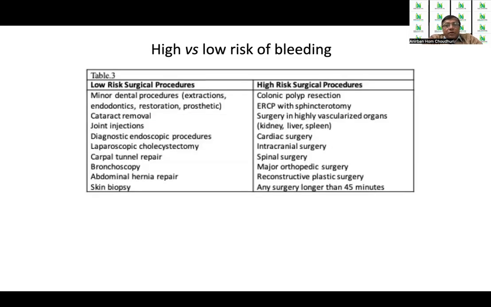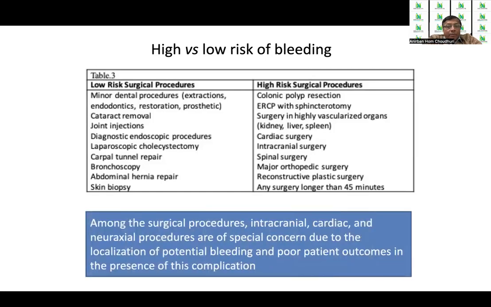In addition to that, we know that there are certain surgical procedures which carry low risk of bleeding, and some surgical procedures have high risk of bleeding. The low risk ones include minor procedures, the dental extractions, endodontics, cataract removal, joint injections, abdominal hernia, etc. Whereas more extensive abdominal surgeries or surgery in highly vascularized organs like kidney, liver, spleen, heart surgeries, brain surgeries, spinal surgeries, orthopedic surgeries, or surgeries of longer duration all pose a significantly higher risk of bleeding.